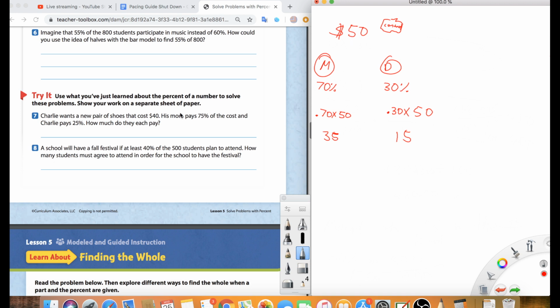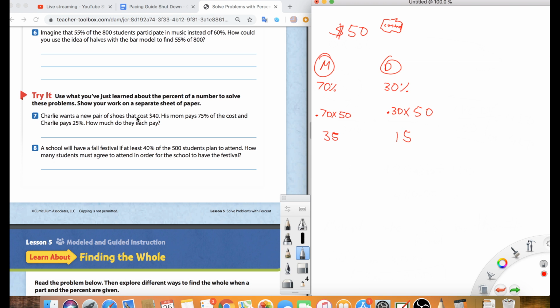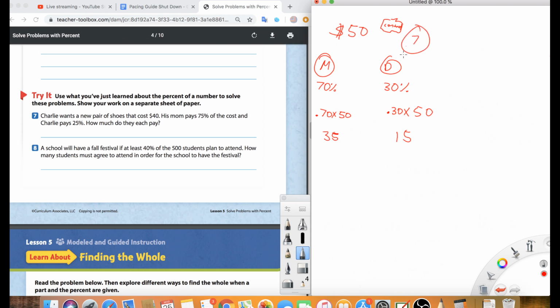So what you have to do is, this mom, she's paying 75%. So instead of 70, you're going to do 75%. And instead of being a $50 controller, you're going to be doing $40 pair of shoes. Instead of doing 0.30 for the daughter, you're going to be doing 0.25 for Charlie. But you need to multiply that by 40. Right here, I made up the problem. Remember, I used made up numbers, but this is how you should show your work to solve for number 7. Now for number 8.